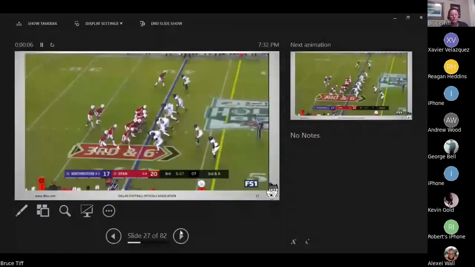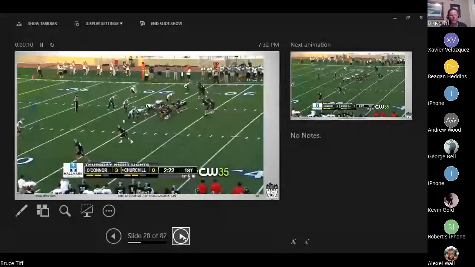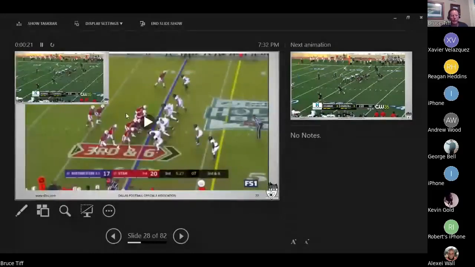Okay, here's another example. And this will be, again, a catch, no catch scenario. I think my display's turned around on me again, folks, sorry. Make it bigger for you. All right, let's play this play.